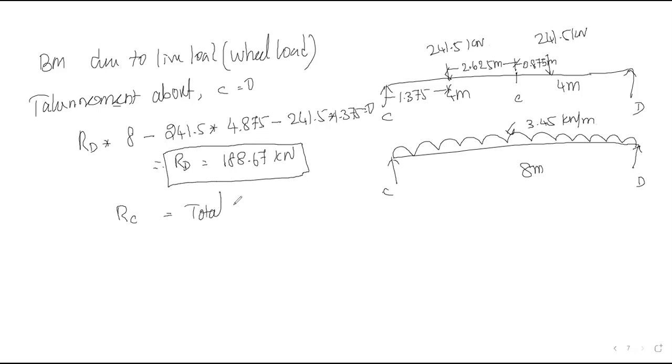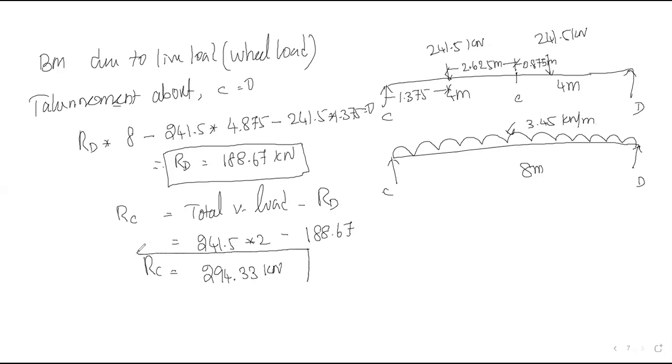Next I have to calculate RC. RC is the total vertical load minus RD. The total vertical load here is 241.5 into 2 minus the RD value 188.67. If I give this, RC becomes 294.33 kilonewtons. So these are the RC and RD values. Therefore, the moment at point C.